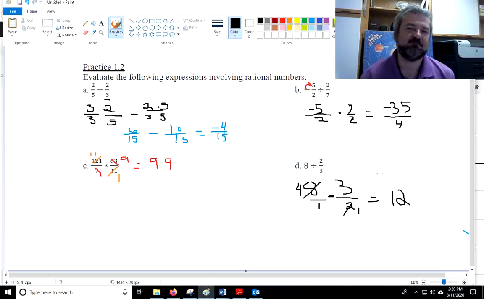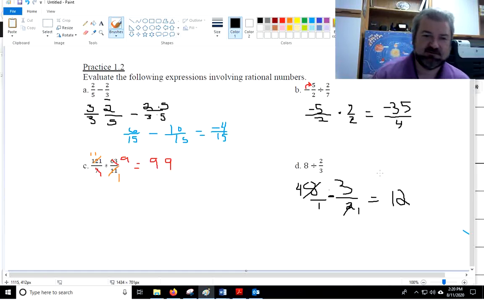Well, I'm dividing by a number less than 1. So if I take some whole quantity and divide it into quantities that are smaller than 1 unit, I should get a bigger number, right? So hopefully that does make sense to you.